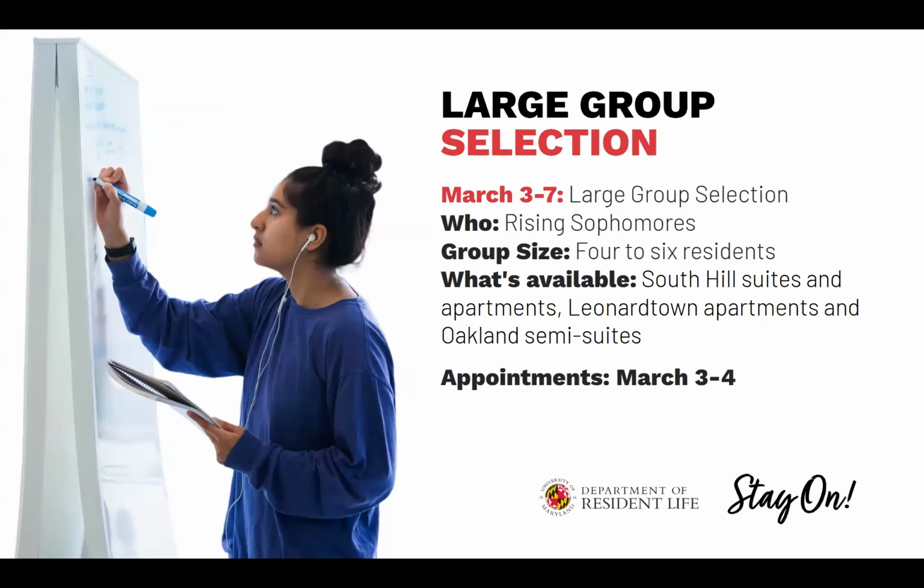For large groups, rising sophomores will be able to pick first, starting on March 3rd. If you're in a group size 4, 5, or 6, you'll be able to select from the many South Hill suites and apartments, as well as apartments in Leonardtown. And if you're a group of 4, Oakland semi-suites.